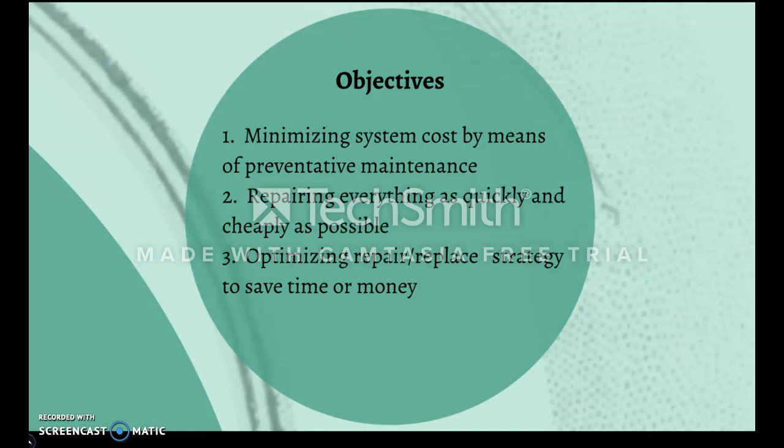The first objective of maintenance activities is to minimize the overall cost of maintenance by utilizing preventative rather than corrective maintenance. The second objective is to find the most effective way to make the repairs as quickly and cheaply as possible. The third objective is to optimize repair or replace strategy in order to save the most time or money. This means recognizing when it is worth the time and effort to repair an element, or if it would be more cost and time effective to just replace it.